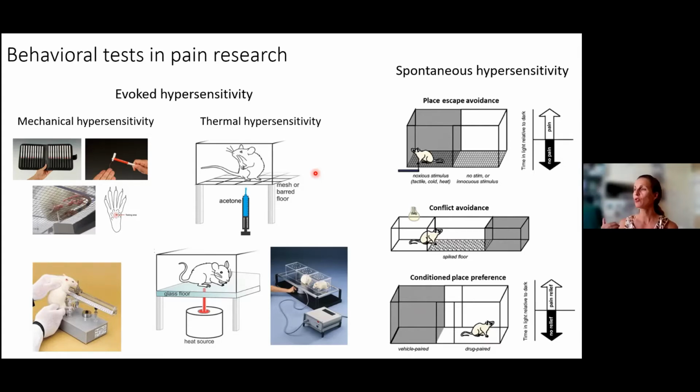So from the patient, you can talk about the pain when they tell you if they are in pain or not in pain. In animals, we can just assess their sensitivity to certain stimuli. So this is what we are doing in our pain research in animals. We are assessing the evoked hypersensitivity and then spontaneous hypersensitivity. Evoked hypersensitivity is based on stimulating the animals. In our case, we are using the hind paws of the animals with either nociceptive or non-nociceptive stimuli, and we are checking the response of the animal.